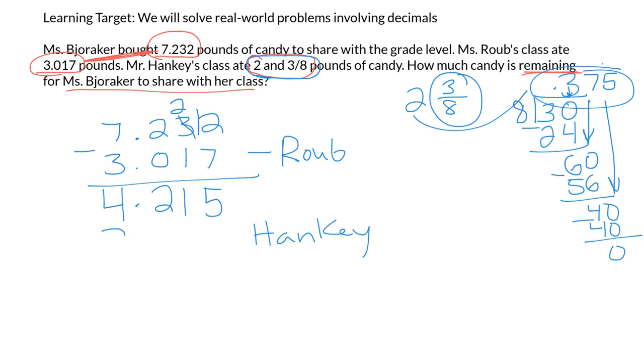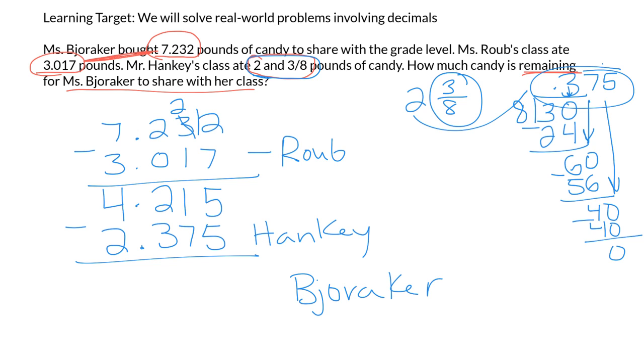They ate 2 decimal point 375 thousandths. And we're going to subtract that from what we already subtracted from our total that Miss Rob's class ate. And whatever is left over, this is going to be Miss Brocker's class. That's how much candy we get. Okay. And I'm going to start right over here in my thousandths place. 5 minus 5 is 0. And I can't take away 7 from 1.